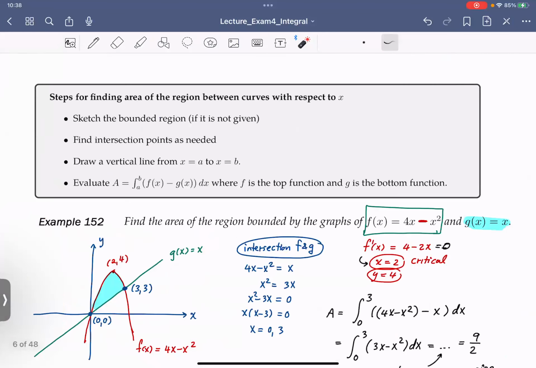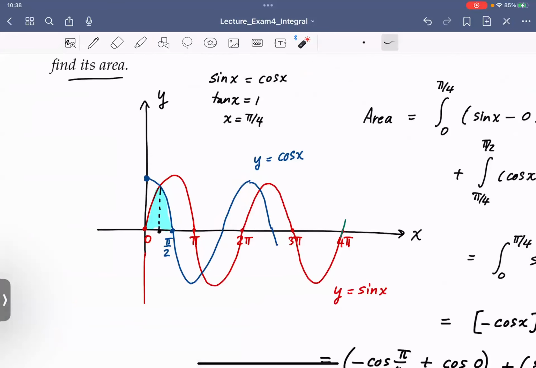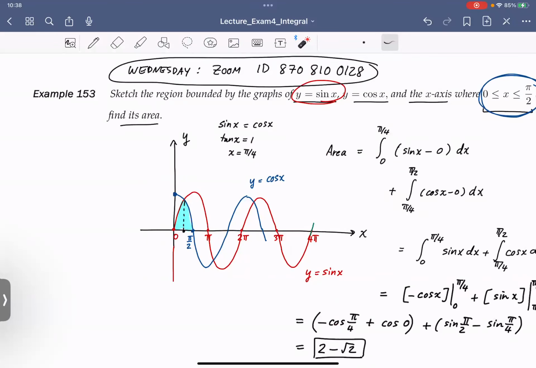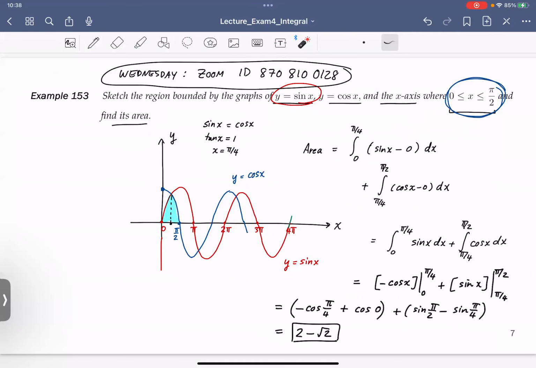Okay. At this point, you may have a question: is it possible to do the slice, but this time the horizontal one? Because if you do the horizontal one, you may not need to split the region into two pieces, right? Because you can go from this red one to the blue one all the time. The answer is you can. You actually can do it if you want to. You don't have to do it with x.